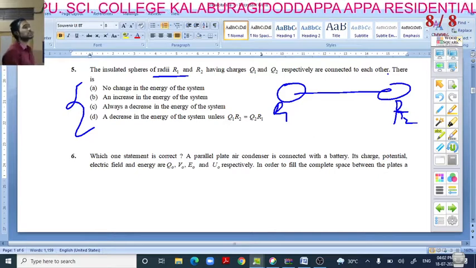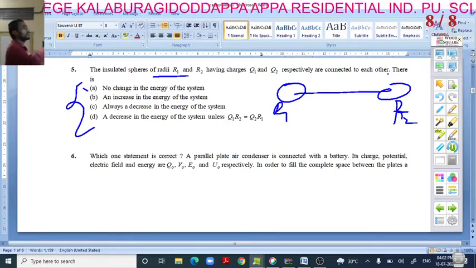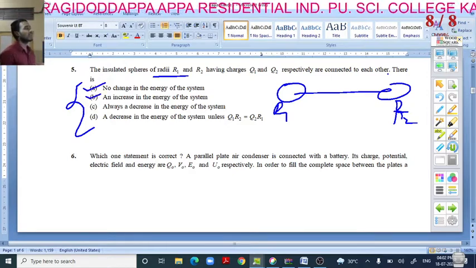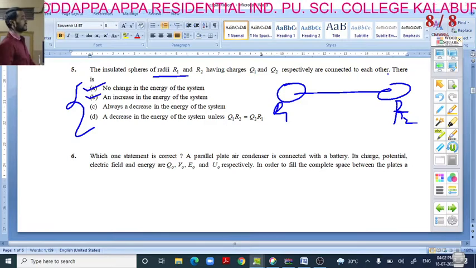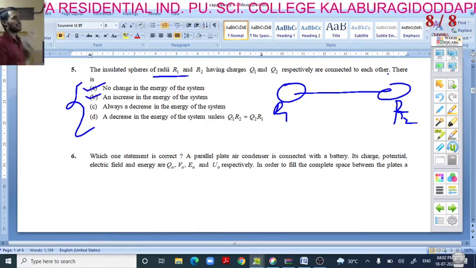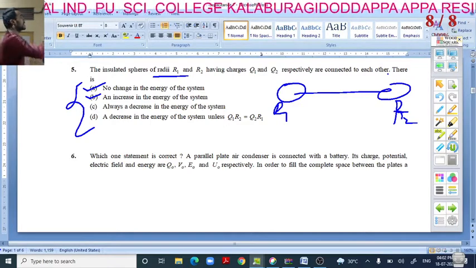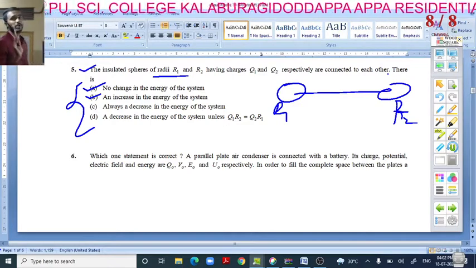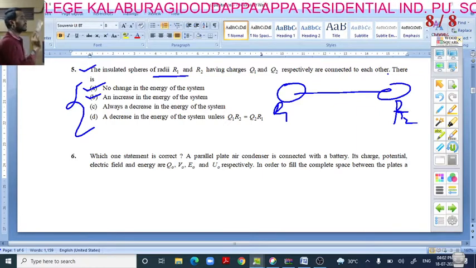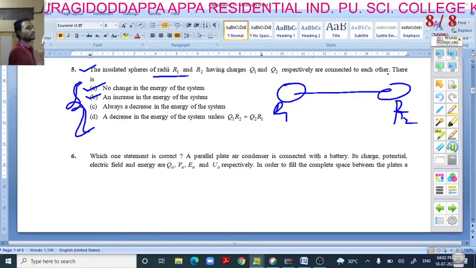No change in the energy of the system. This is also one of the possibilities, and this is also one of the possibilities. See, an increase in the energy of the system. There is a chance of increase in energy also, only in certain conditions. It is not possible in all the conditions, but he didn't give any particular condition here to consider. So, as per the given question and the given options, I am going to analyze here.